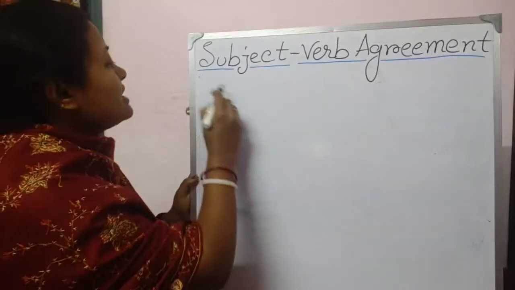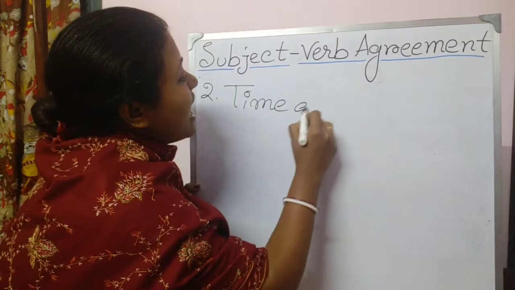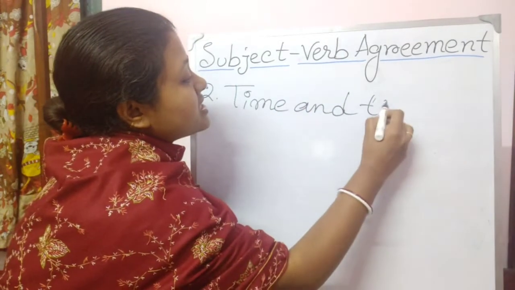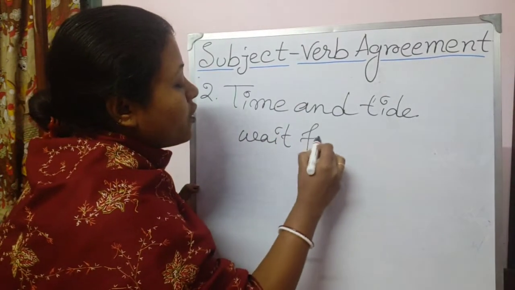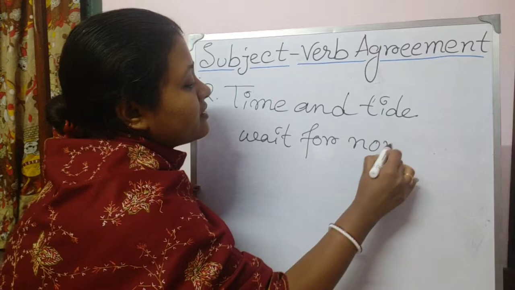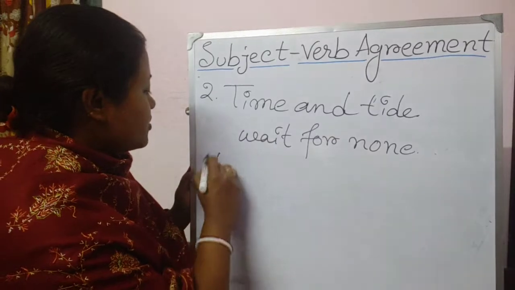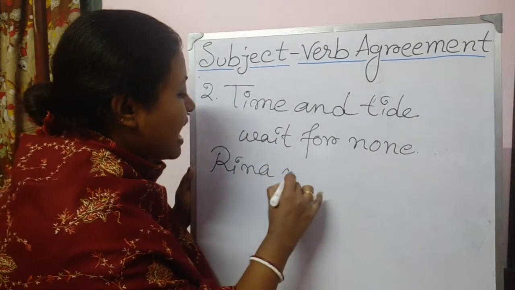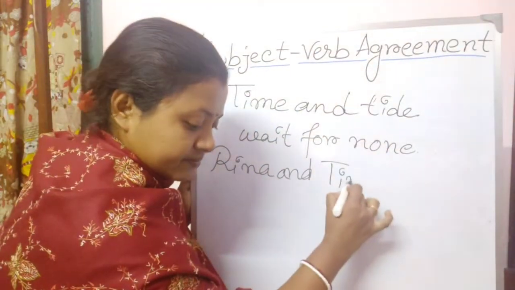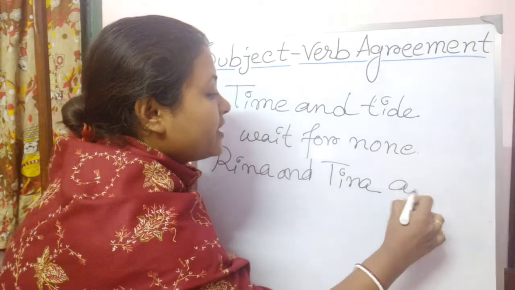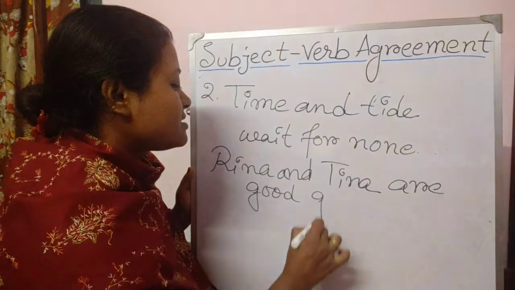Let me move on to the next rule. If I say, Time and tide wait for none. Let me take another example. Rina and Tina are good girls.